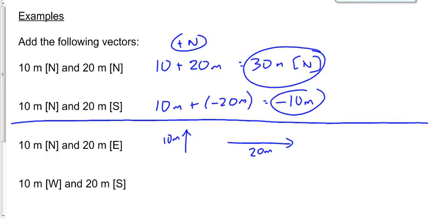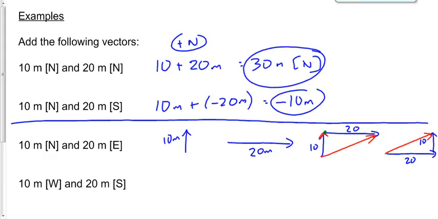Now, how do I put those together in a vector diagram? Well, I could go 10 meters and 20 meters like this, or I could have gone 20 meters and then 10 meters like this. Either one is okay, because they both show these vectors drawn front to back. Never front to front, never back to back, always front to back. My resultant vector, by the way, would be this line right here that's drawn from start to finish.